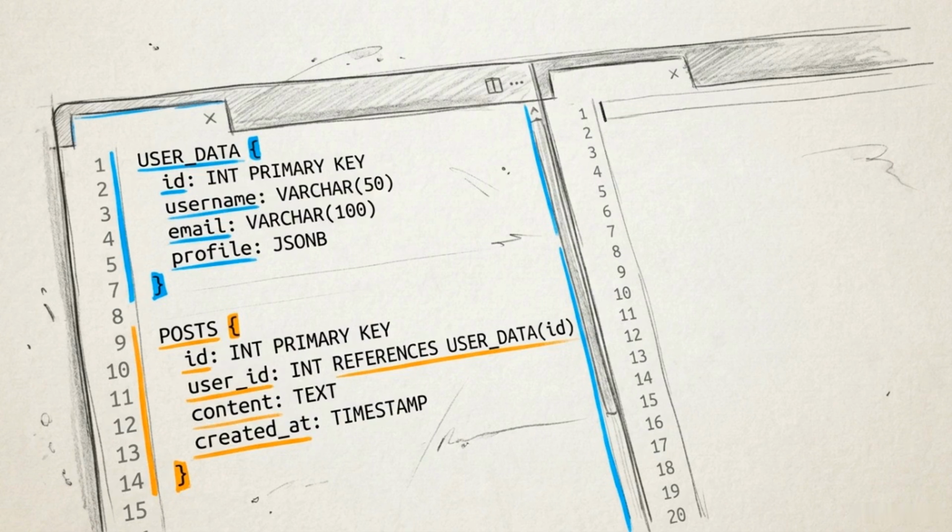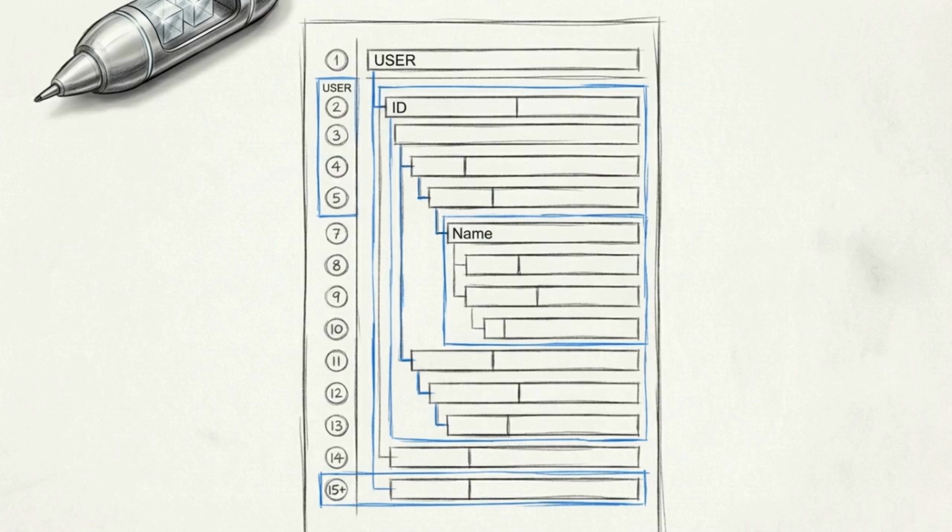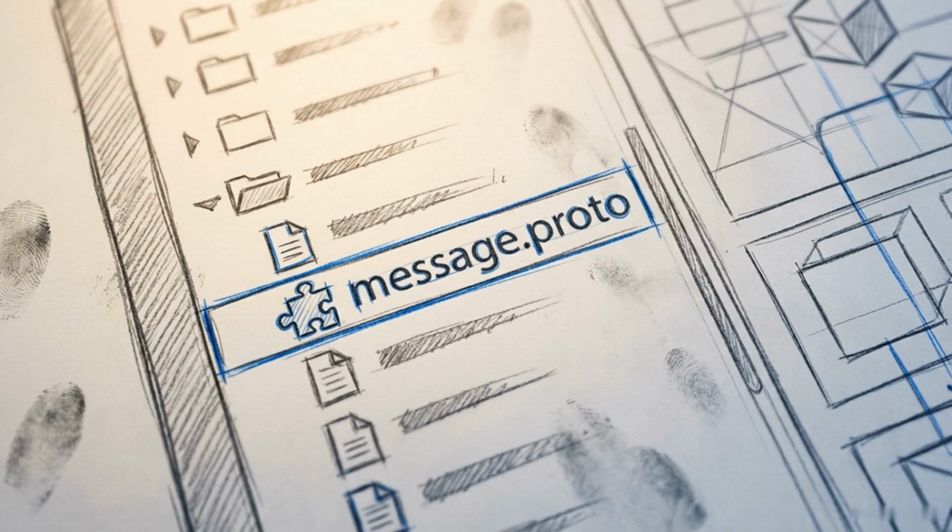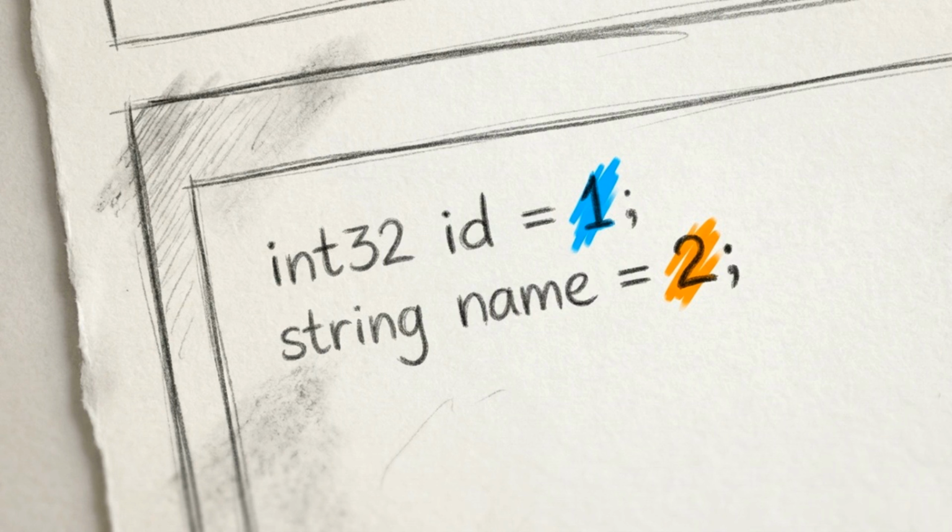We start in the development environment by establishing a contract-first architecture. This means we define our data structures strictly in a schema file before writing any application code. Create a new file named message.proto. Inside, define a simple message structure, like a basic user profile, assigning a specific numbered tag to each field, such as an ID and a name.